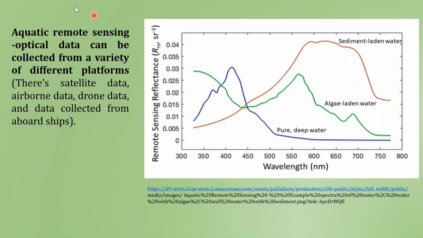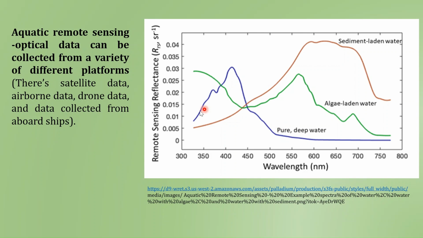Remote sensing of water is also referred to as aquatic remote sensing, where the optical information about the water bodies is collected from a variety of different platforms. It can be satellite, airborne, drone, or ships. Now, in this image, we can see the remote sensing reflectance against the wavelength. And we have three graphs. One is of the pure deep water. The second is algae laden water. And then the brown one is showing the sediment laden water.